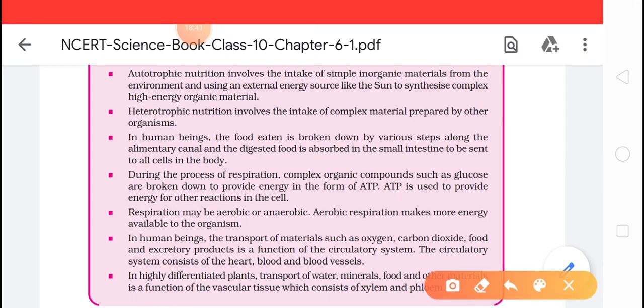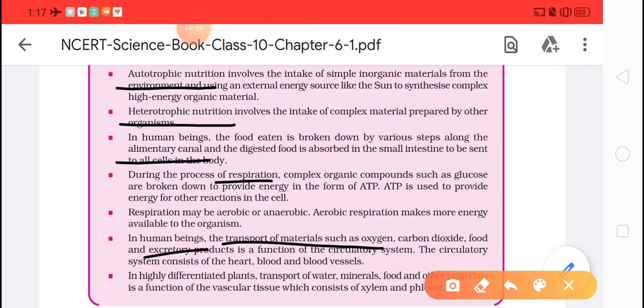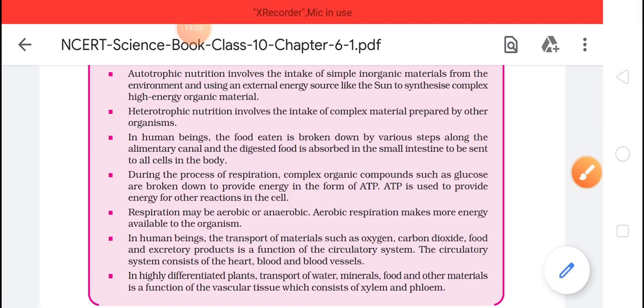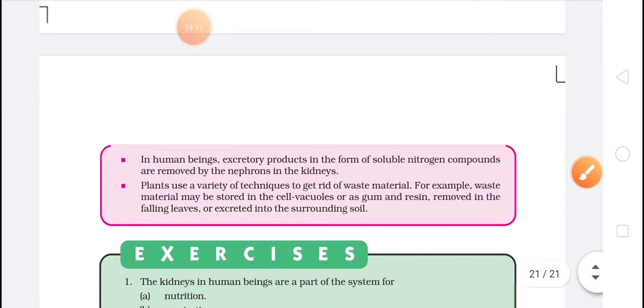What we did: about nutrition, autotrophic and heterotrophic nutrition we have done. We did the alimentary canal of the human, the respiratory system, the aerobic and anaerobic respirations. We did excretion, and transport of oxygen also. We did how the transport of water, minerals and food takes place with the help of the vascular tissues, that is xylem and phloem. This all we have done. So if you have any confusion, please, I'm telling you, because this is a very important chapter of 10th standard, wherever and whenever you get confused, please tell me.